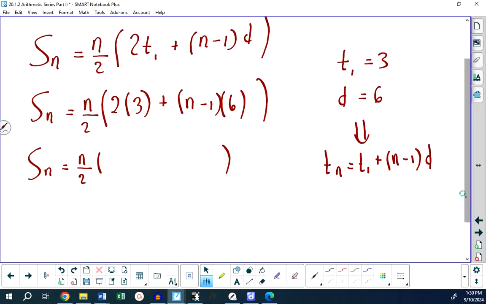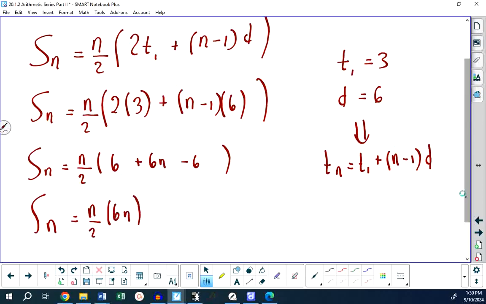I think it simplifies to 6n. Because we have that 6, and when I multiply that 6 by the n minus 1, I get a negative 6. So if you do this in 2 steps, it's 6, that's the 2 times the 3, plus 6n, and then minus 6. So I am left with Sn equals n over 2 times 6n.